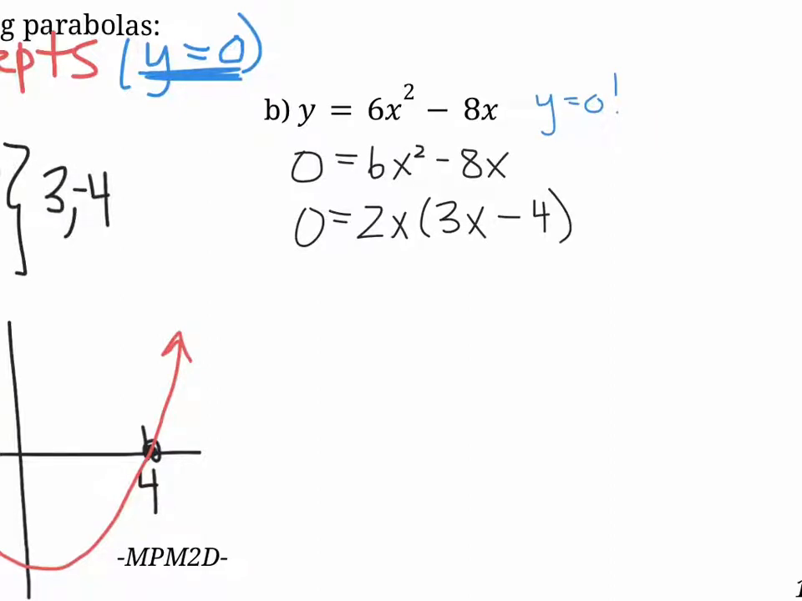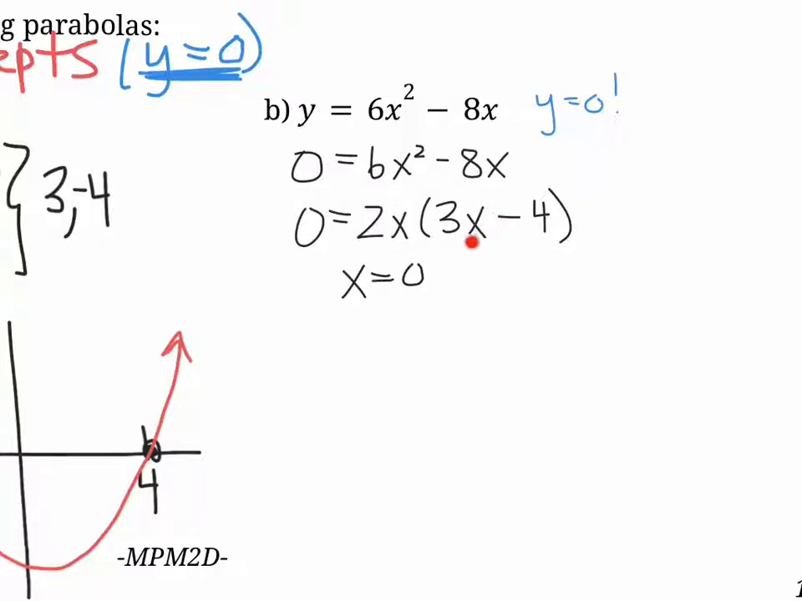And now we can solve this. 2 times something times all of this is going to make this equal to 0. What does this something have to be? 2 times what makes 0? The answer is 0. So one answer is 0.